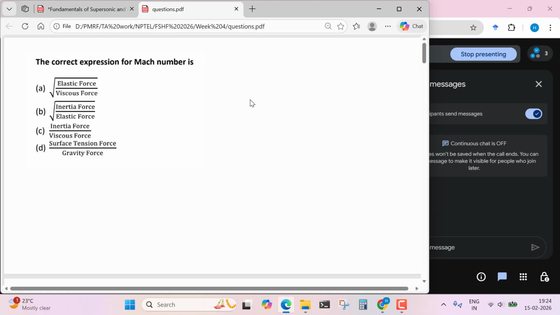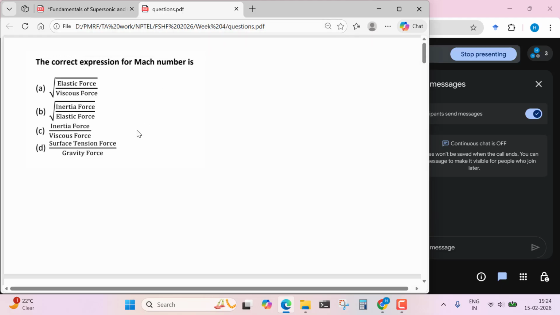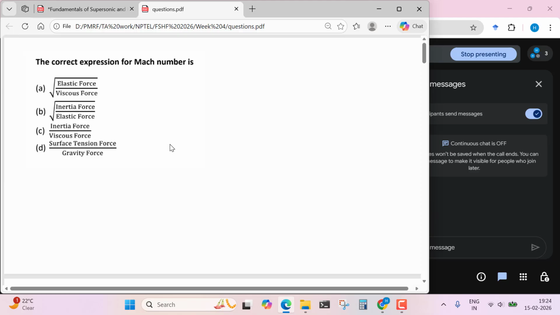So the first problem: the correct expression of Mach number is, how is the Mach number given by? A, square root of elastic force upon viscous force. B, square root of inertial force upon elastic force. C, inertial force upon viscous force. D, surface tension force upon gravity force. What will be the answer? B. It is B only.